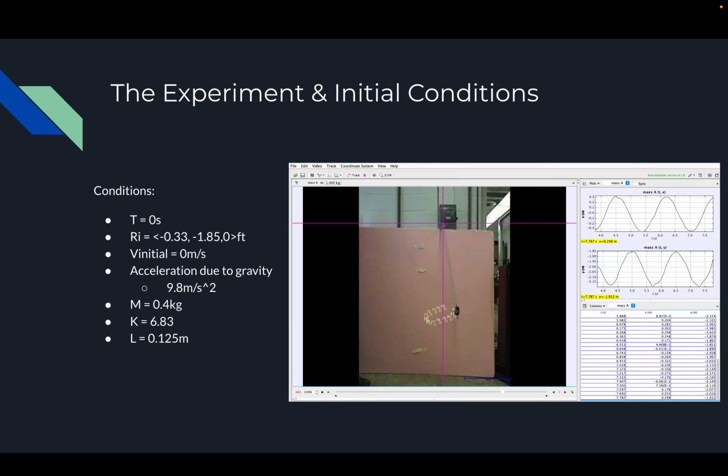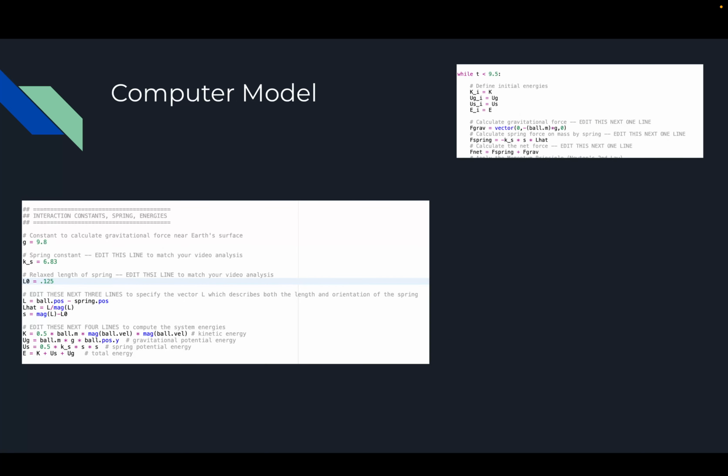Here you can see the computer model that was used to find the graphs that you're going to see coming up. By looking at these models, we can see where we find each individual energy. We can see where we find kinetic energy, gravitational energy, spring energy, and then you can see also that total energy is just found by adding all those together, like we said earlier.